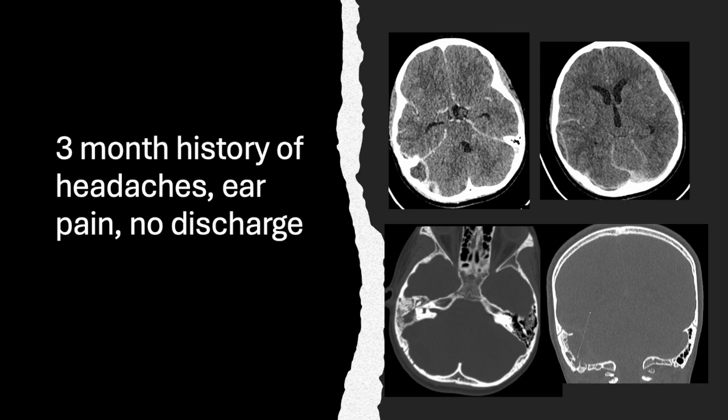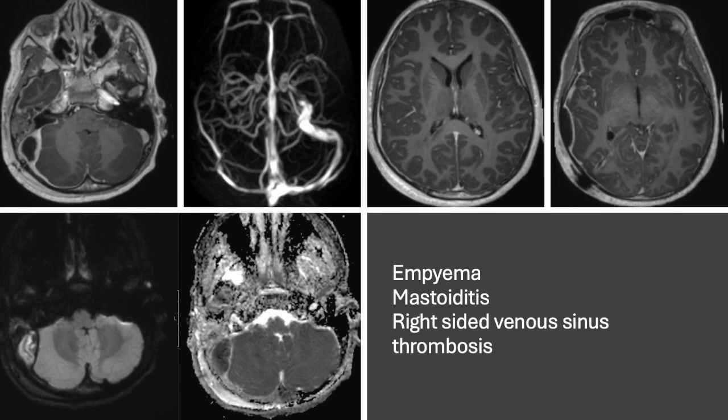Moving on to our case of a 3-month-old with a history of headaches, ear pain, and on initial presentation, no discharge. This kid then went to A&E on a background of vomiting for 24 hours and a GCS drop, and these were his CT findings. So there's clear right mastoid air cell opacification with some bony erosion, and also presence of an adjacent parenchyma with an enhancing rim-like appearance, raising a possibility that this is an adjacent collection.